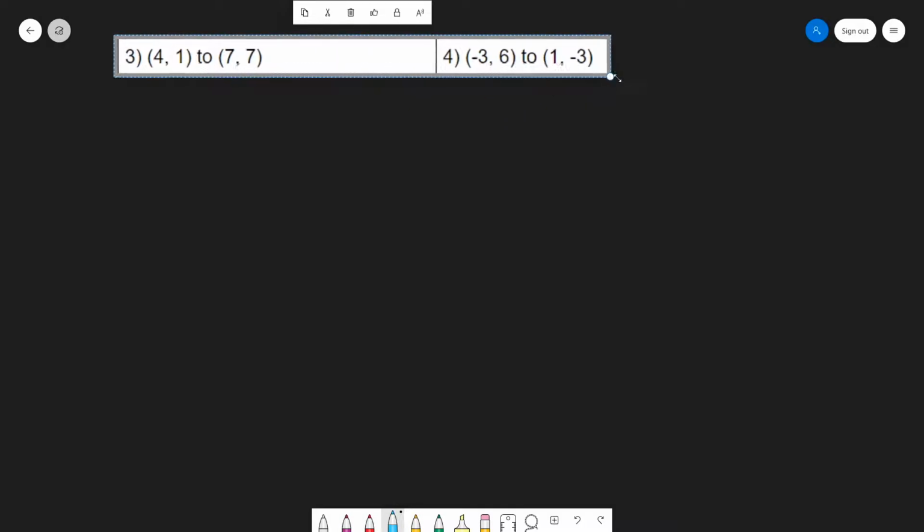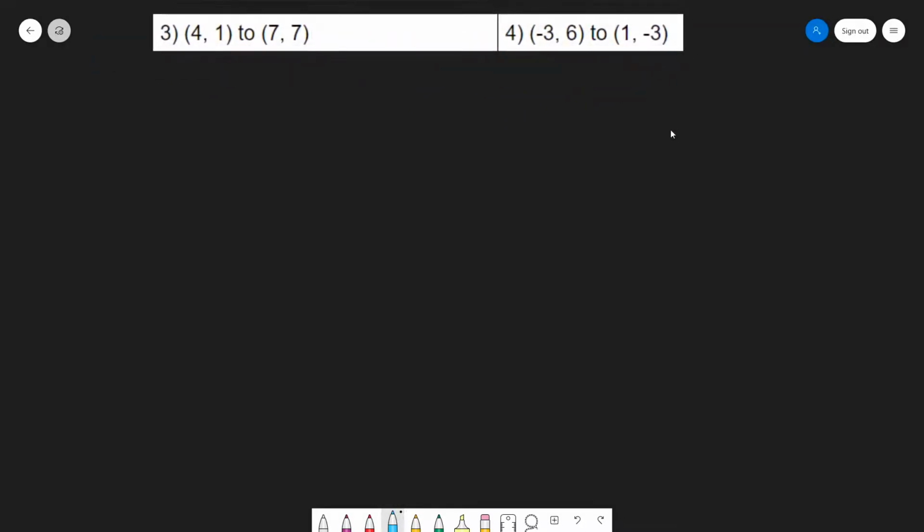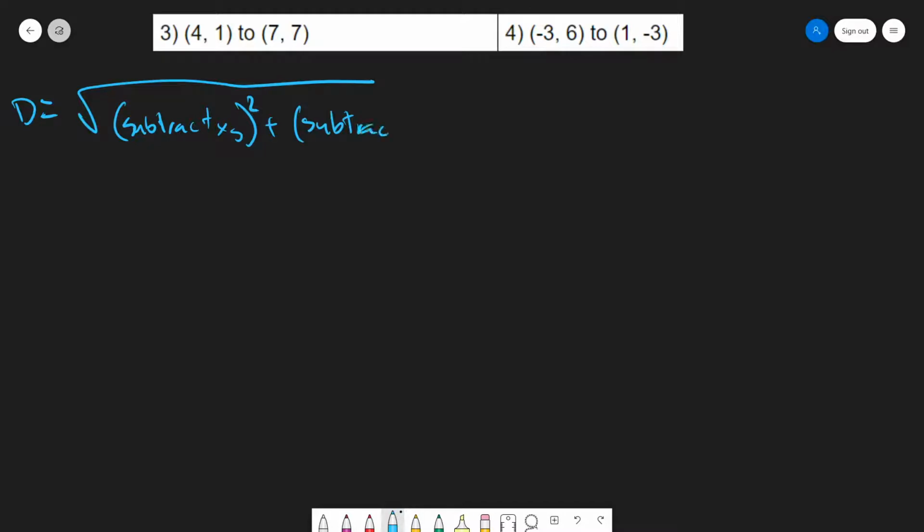Okay, so we're going to do some distance practice, just finding the distance of 2 points. If you forgot how to do that, what do we want to make sure we do? We're going to subtract those x's and then subtract the y's, square them, then add them together and take the square root. What we want to make sure is that we line them up.